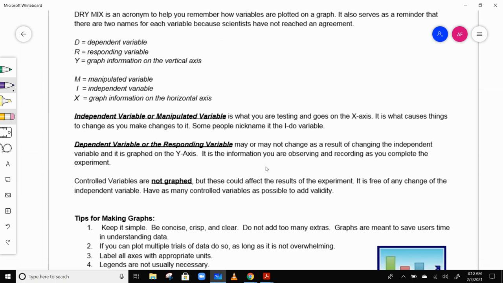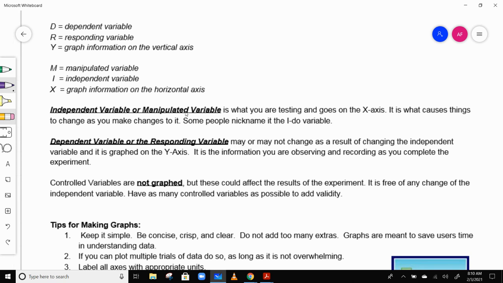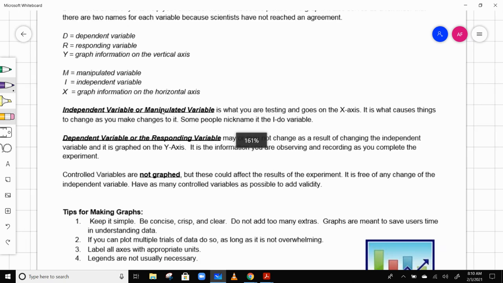We also talked about control variables. Control variables are not graphed, if you recall. Okay. They can affect the results of the experiment, but we're trying to keep the controls as consistent and the same throughout every experiment as possible. Okay. So you want to have as many control variables as you can when you do an experiment. The more the better.